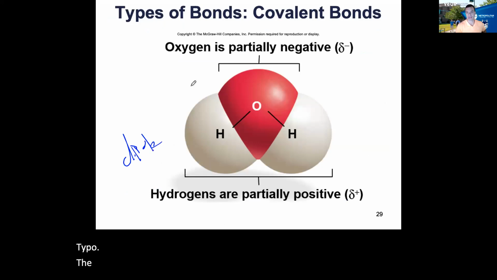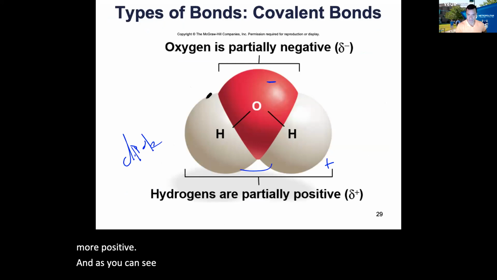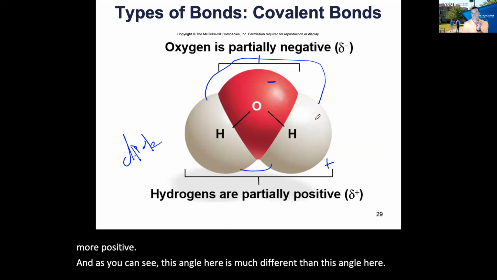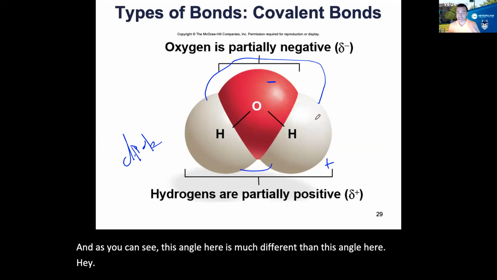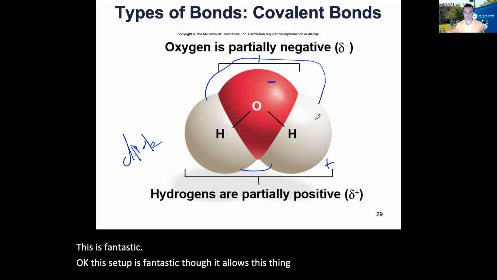D-I-P-O-L-E. Okay. We have one end that's more negative, and we have one end that's more positive. And as you can see, this angle here is much different than this angle here. So this tells you that they're not sharing them equally. This setup's fantastic though. It allows this thing to interact differently with different things.